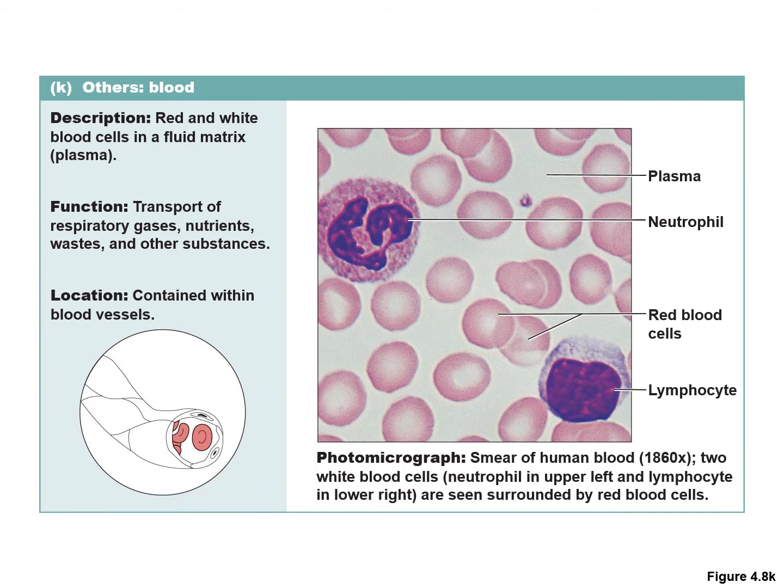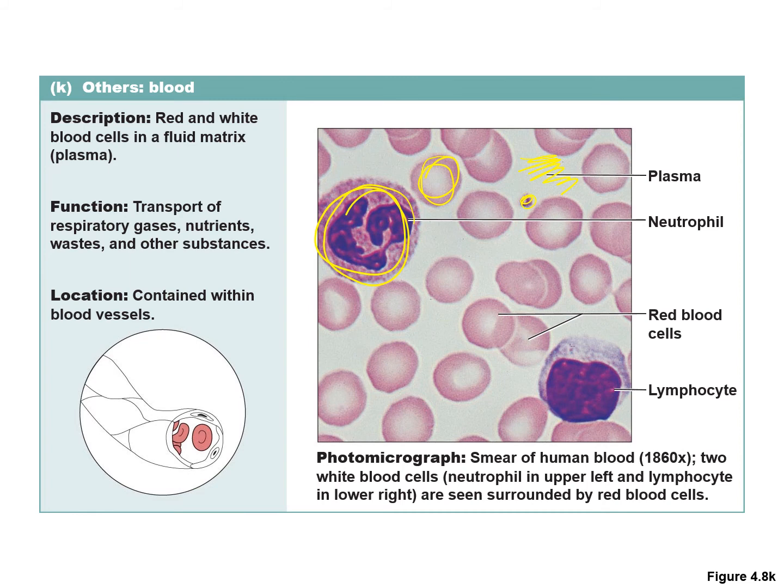That's blood, fluid connective tissue. And as for any connective tissue, I already told you we have red blood cells, right? White blood cells that are bigger, platelets, and plasma, that is our extracellular matrix. And the function would be transportation.